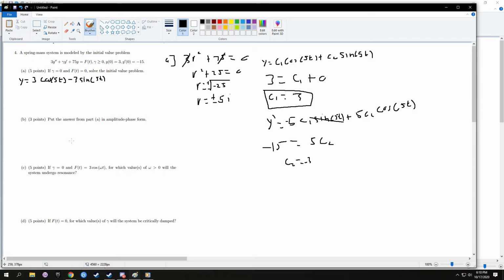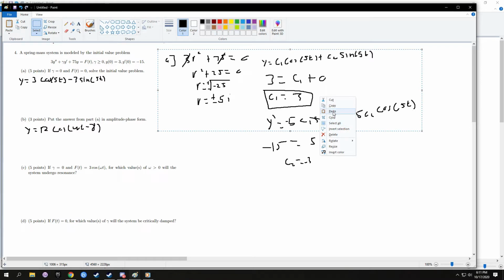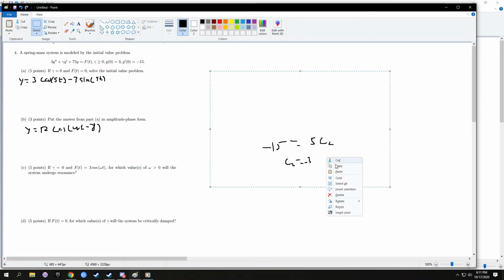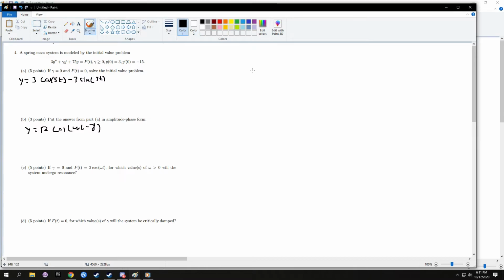Amplitude phase form. This is going to be the general form: y equals R cosine of omega t minus delta, which is your phase shift. So what is R? You could make an argument that R is the Pythagorean theorem of this whole thing because you have cosine and sine. There's an equation that will always get you R, which is just the Pythagorean theorem. There's a proof for that, but I'm not going to go into it in this video. I'm just going to show you how to get R.